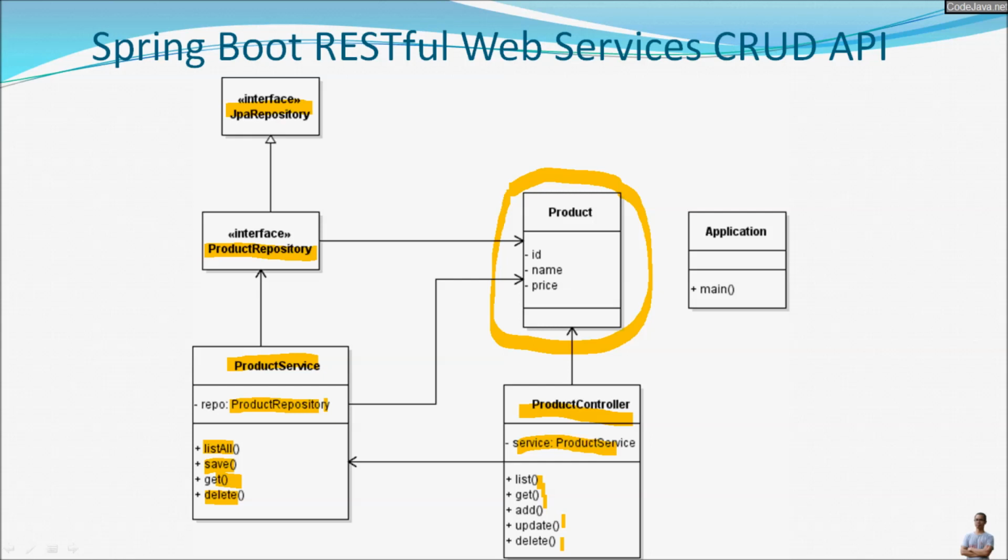And to run our Spring Boot application, we need to code the main class App. And throughout this video tutorial, we will revisit this class diagram to help you understand the code we write.